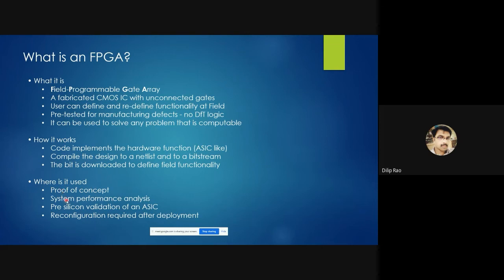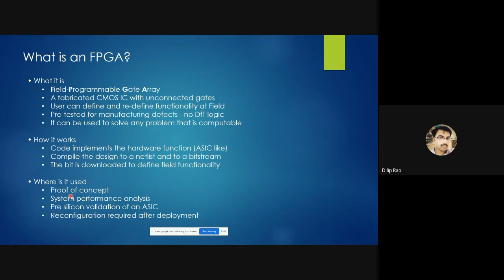Where is it used? I mentioned, I think, three or four use cases of the FPGA. Proof of concept. You need to prove a concept. You have an innovative idea that you want to sell, because you want to make money out of it. You need to prove it to the customers, only then will they commit their money, and that's where you can use it as a demo vehicle.